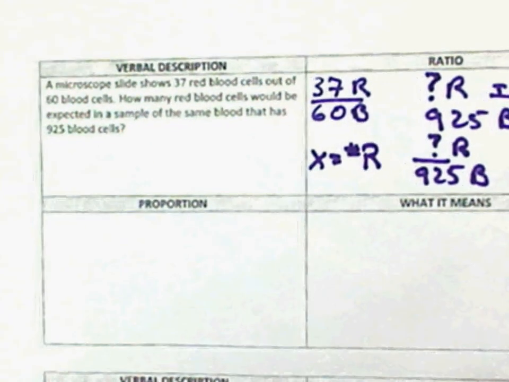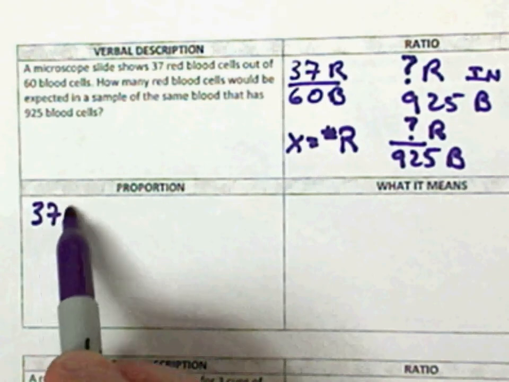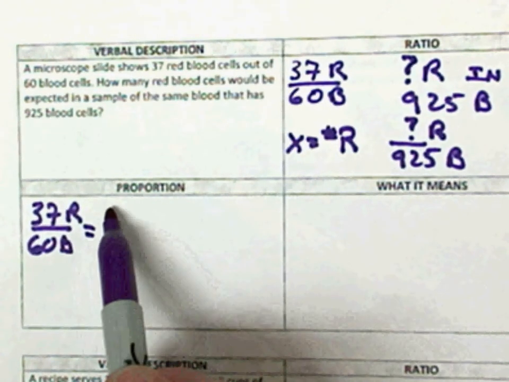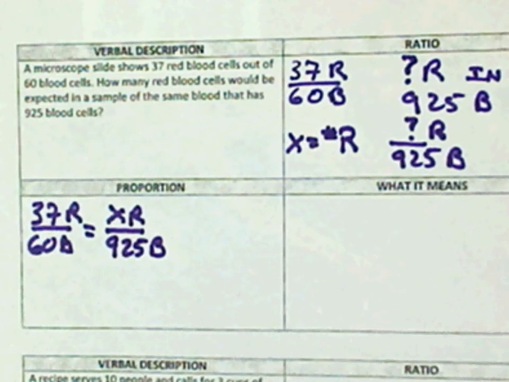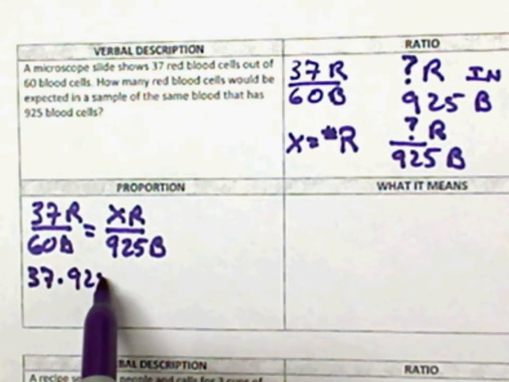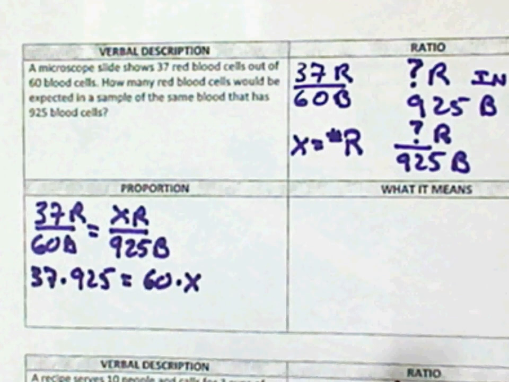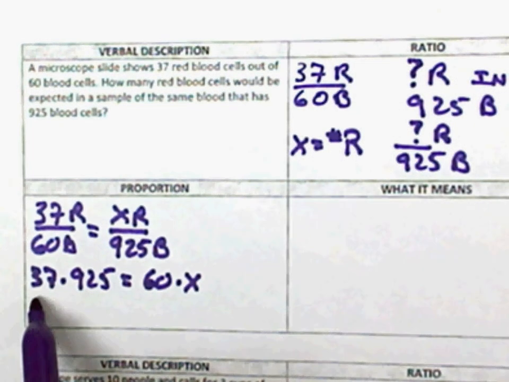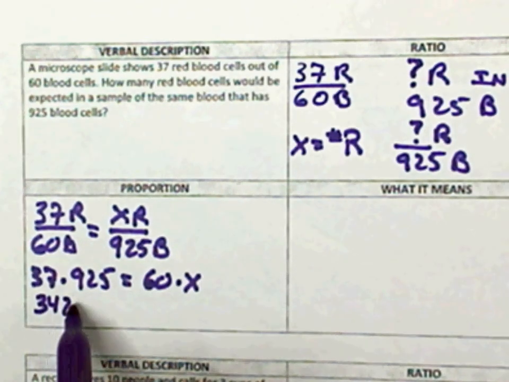So what does our proportion now look like? How are we setting up our proportion, Daniel? 37 reds over 60 blood cells total equals X reds over 925 blood cells. Nice job. Now what do we have to do to solve that? Destiny? Cross multiply, cross products, right? So we go 37 times 925 equals 60 times X. 37 times 925, what do we get for a number, Alex? 34,225. Okay, equals 60X.